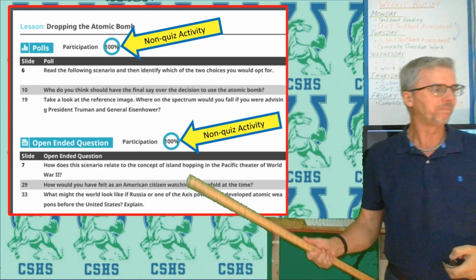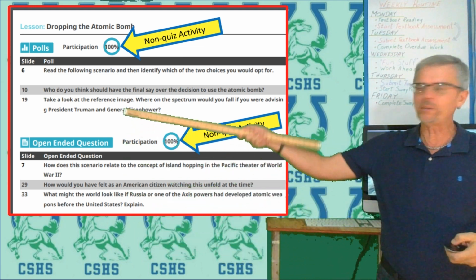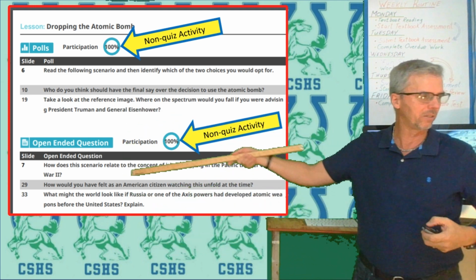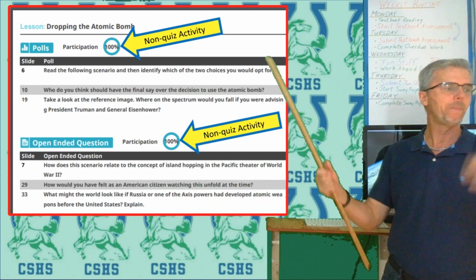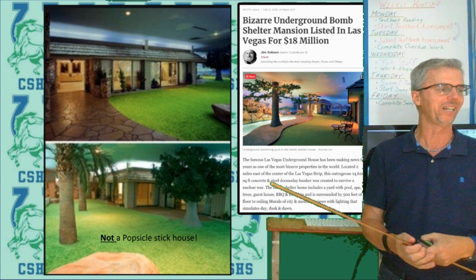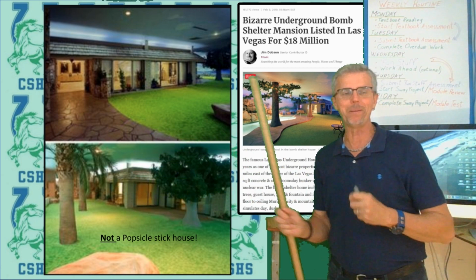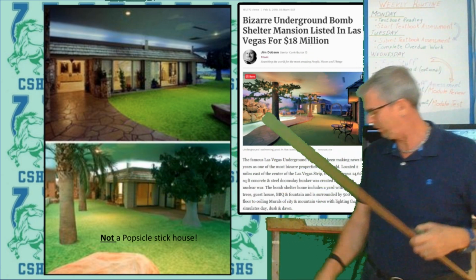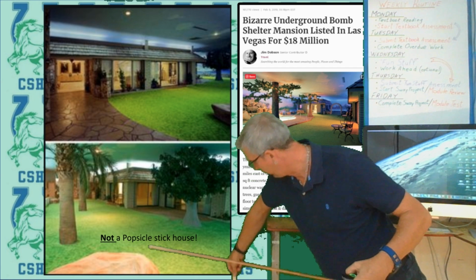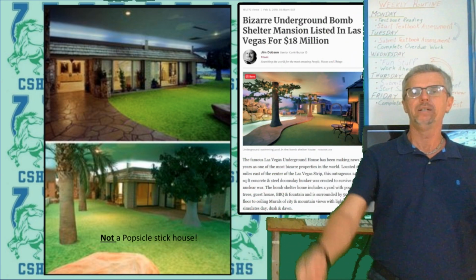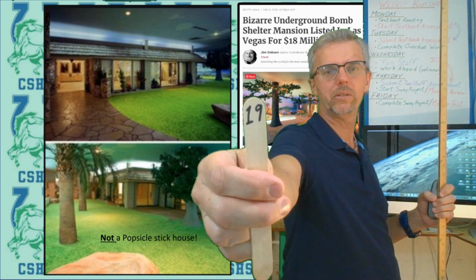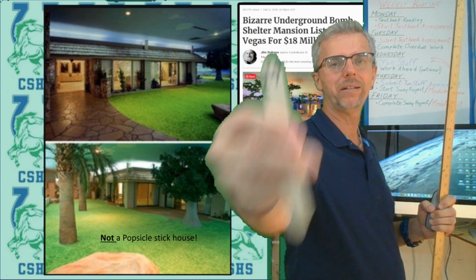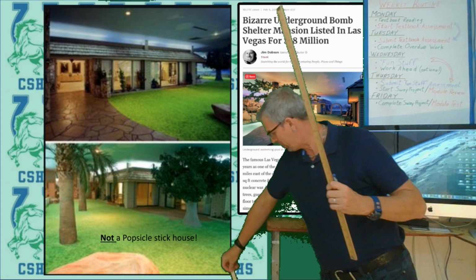All right, so here's the 3 open-ended questions, slide 7, slide 29, and slide 33. All right, so this is how I get to see it. Now we actually get to draw the popsicle stick. No, this is not a popsicle stick house, but this is where I'm going to draw the popsicle stick number. And the popsicle stick is number 19. All right, so you got that? 19. Now let's talk about this house.